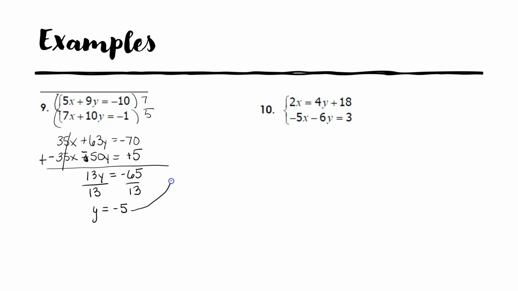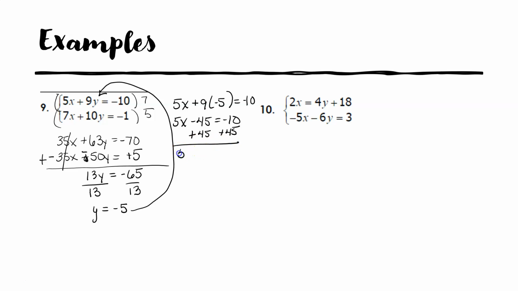So I guess really it doesn't matter which one you plug into. I'm going to go to the top. So 5x plus 9 times negative 5 instead of the y. Make sure you're plugging into the right variable. It's a common place for errors. 5x minus 45 equals negative 10. I'm going to add that 45 to each side. So I have 5x equals 35. I'm going to divide by that 5, and x is 7. So my solution is 7, negative 5.